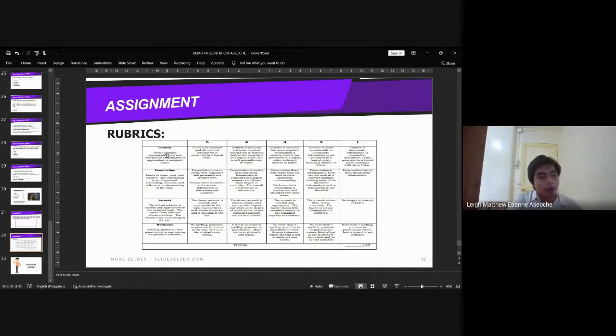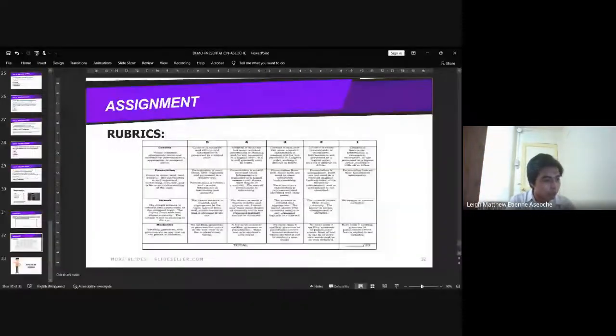So content is basically about the information that you put in. Presentation is how neat or clean your output is. Your artwork refers to the creativity and appropriateness of your design, and it should be logical as well. That's included under artwork. And mechanics is regarding the technical aspects of your output, such as spelling, grammar, punctuation, and the likes. Okay, you will be rated either 1, 2, 3, 4, 5, 5 being the highest and 1 being the lowest.